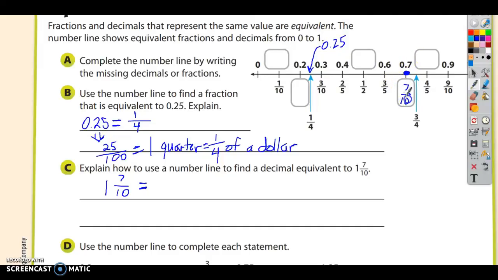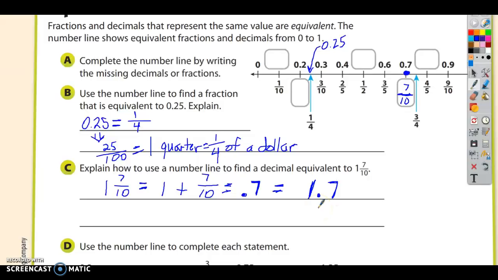Well, it's going to be the same thing as 0 7/10, except for it's going to be past 1. In other words, 1 7/10 is the same thing as 1 plus 7/10. And since 7/10 is equal to 0.7, 1 7/10 is equal to 1.7. So it's kind of the same thing as 0.7, except for it's a whole number.